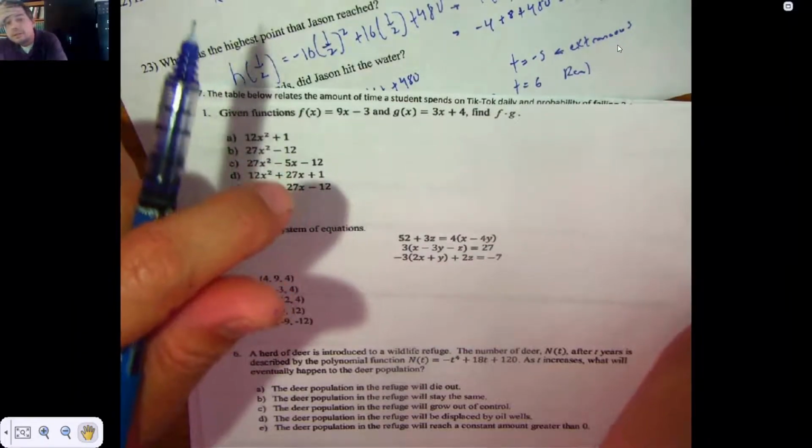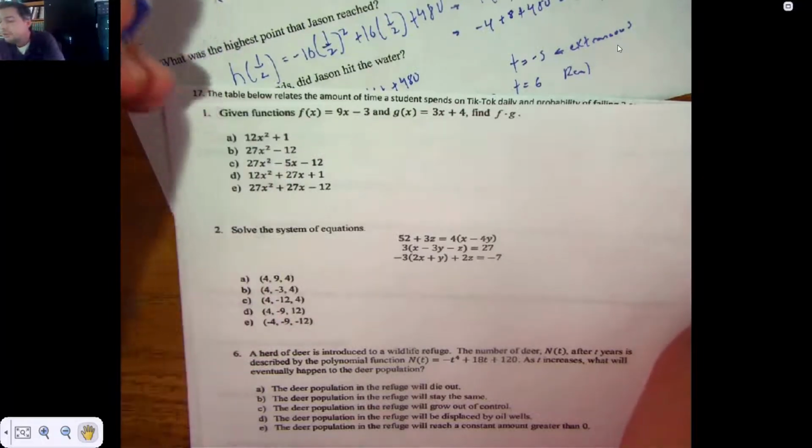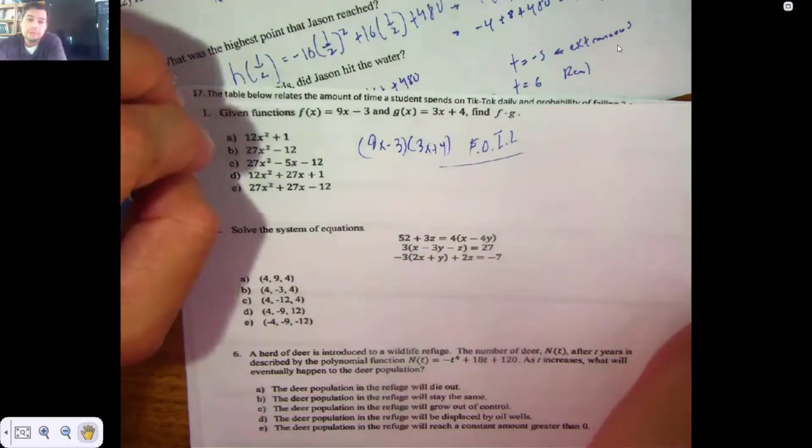Bonus hints. Given functions f of x is 9x minus 3 and g of x is 3x plus 4, find f times g. This literally means that you're going to do 9x minus 3 times 3x plus 4, and then you're going to FOIL. That is a question that every single junior should be able to do. To solve the system of equations, you have a TI-84 in front of you.